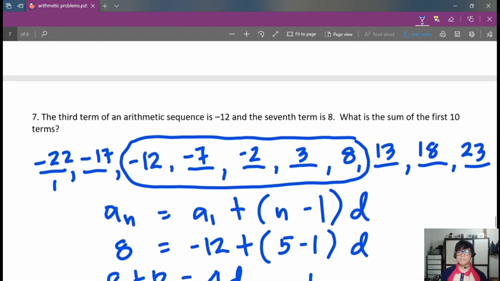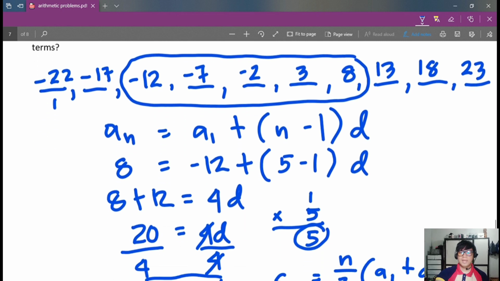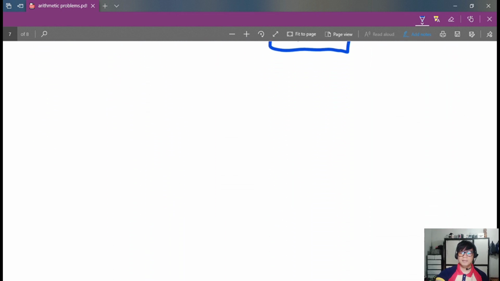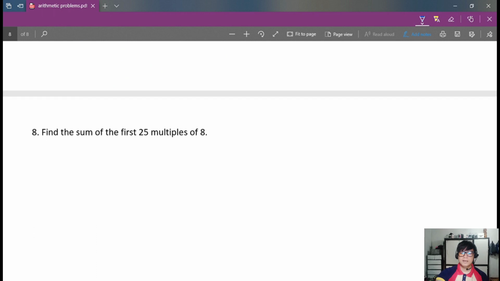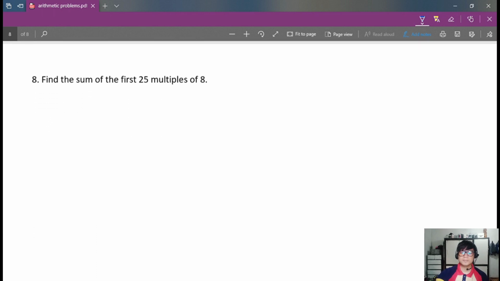What is the sum of the first 10 terms? Okay, let's proceed. Is there any more? Okay, this one. Find the sum of the first 25 multiples of 8.